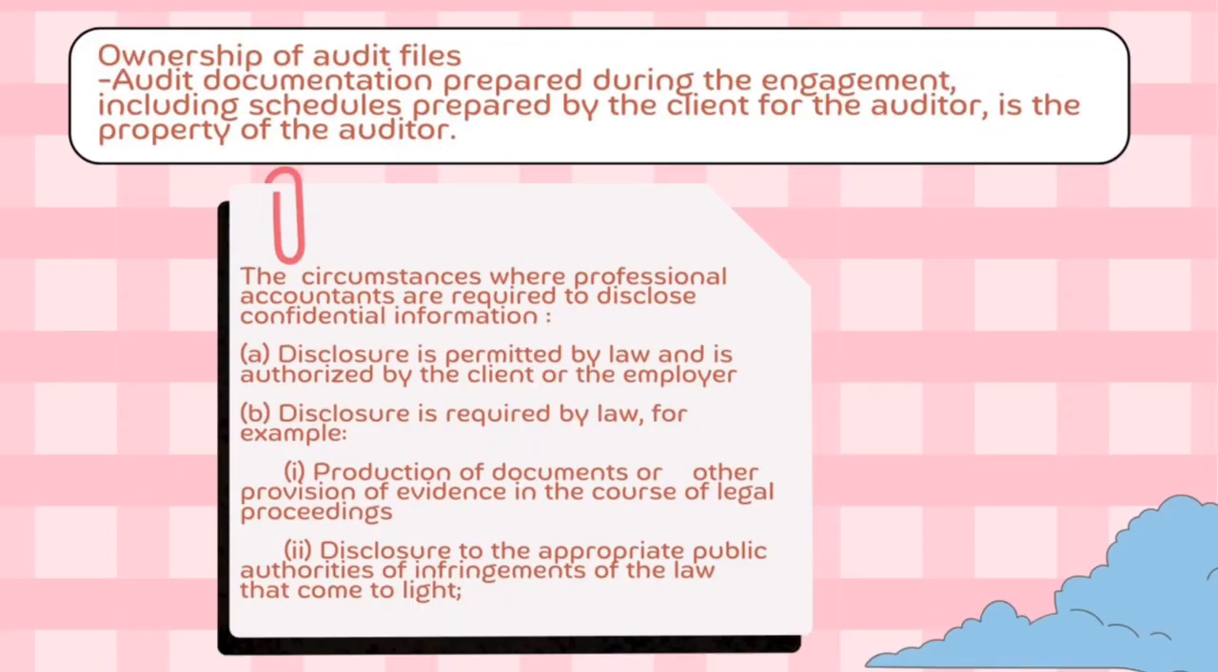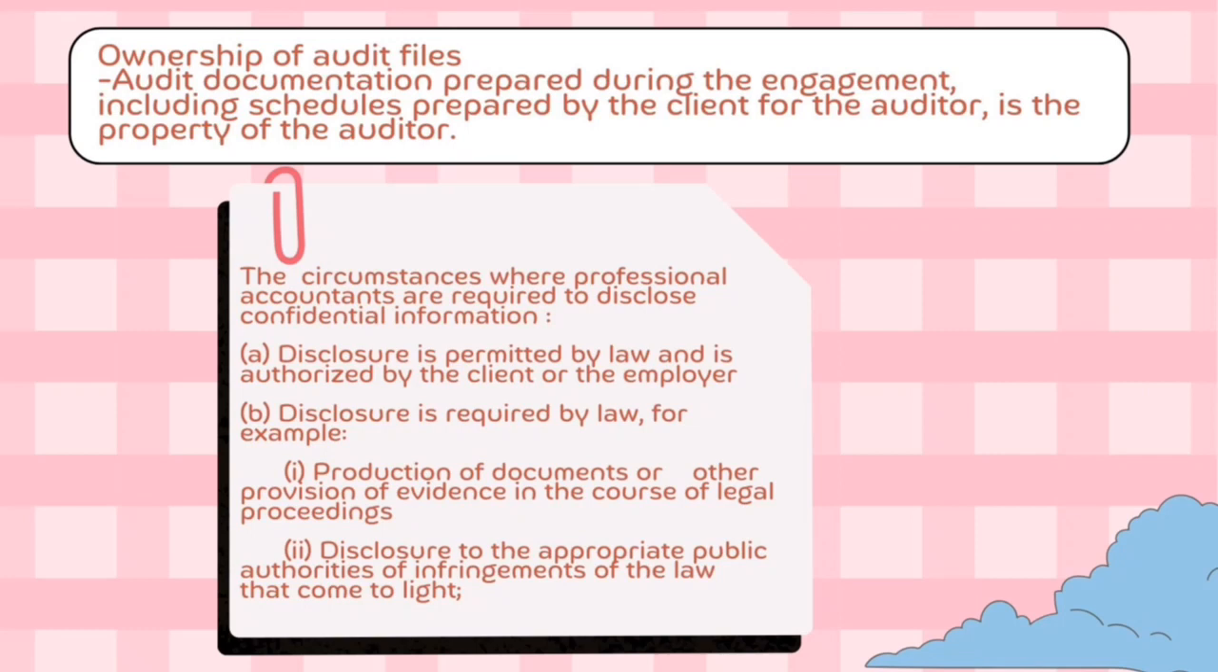Moreover, ownership of audit files. Audit documentation prepared during the engagement, including schedules prepared by the client for the auditor, is the property of the auditor. Besides, the circumstances where professional accountants are required to disclose confidential information are: A. Disclosure is permitted by law and is authorized by the client or the employer.